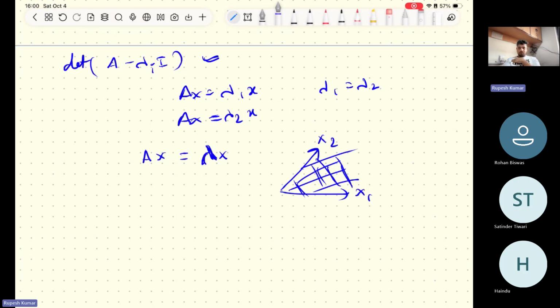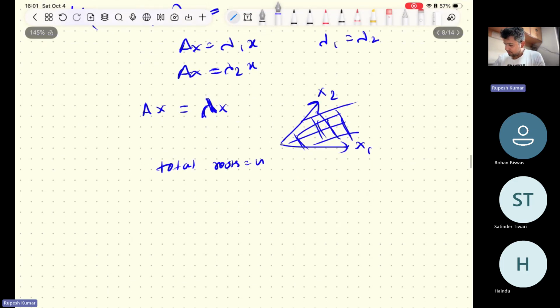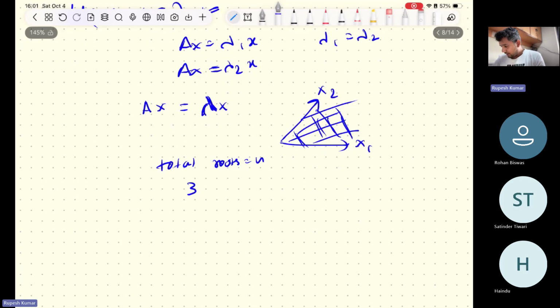What will be the maximum total number of roots that we will get? That will be n roots, either repeated or not. Let's call it a 3 by 3 system with three roots, and I'm saying let's try to build up some contradiction. If the geometric multiplicity of one of the eigenvalues is, let's say, one, with three distinct real roots 1, 2, 3, then GM is always 1 for all of these.